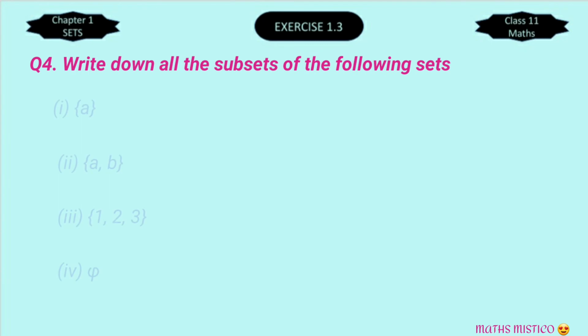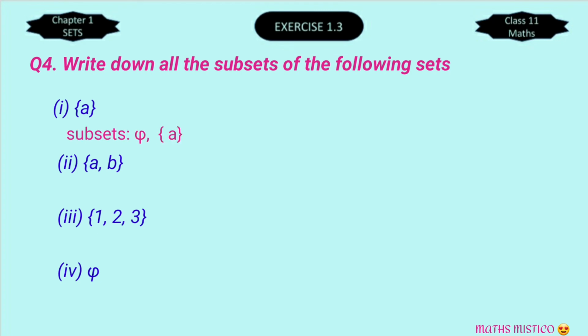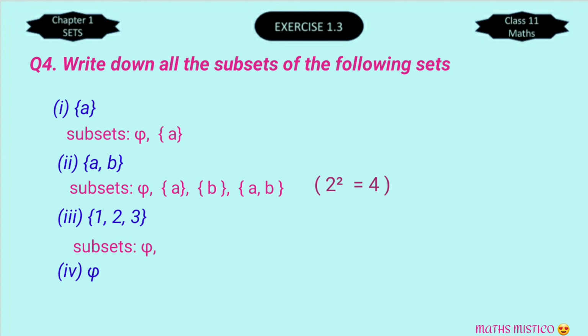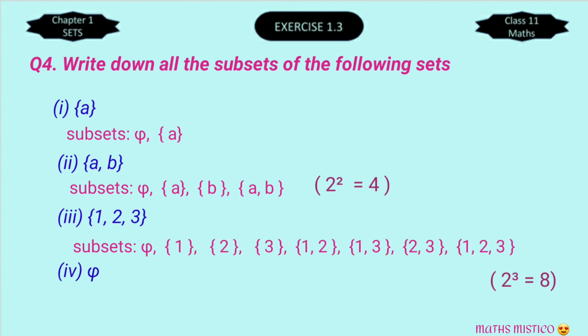Now let's write the subsets of the given sets. First one has only 2 subsets, phi and the set itself. Subsets of {A, B} are phi, {A}, {B} and {A, B}. Remember the formula 2 raised to power m? Always cross-check that you have written the correct number of subsets. In the fourth part, phi is the only subset of phi.